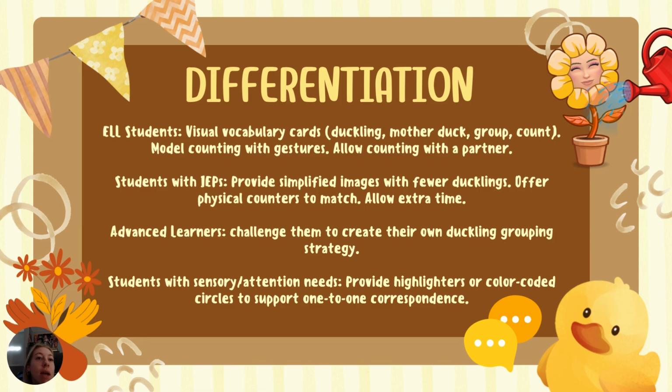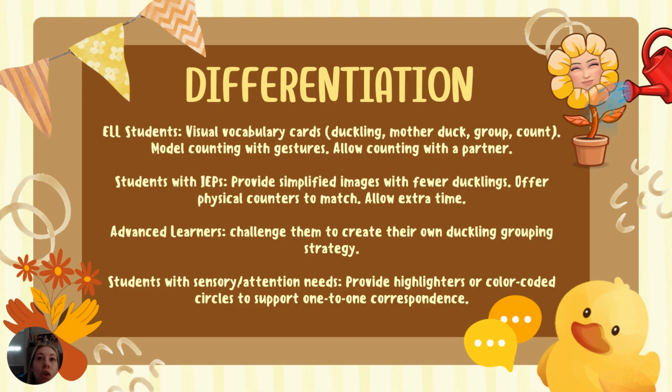So for ELL students, I would have visual vocabulary cards like duckling with a picture of a duckling and then the caption being duckling. And then mother duck, group, count, counters. And then I would model the counting with gestures at the beginning of the class. And then I would also allow them to sit with a partner. And then for IEP students, I would provide simplified images with fewer ducklings, probably more spread apart.